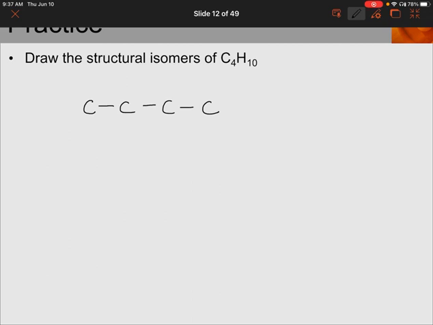So the carbon on the left-hand side needs 3 more bonds to give it a total of 4. And we're just going to add hydrogens there. The next carbon already has 2 bonds, so it needs 2 more bonds. And we'll just add some hydrogens there. And then the other side will be the same. So this is a symmetrical molecule.